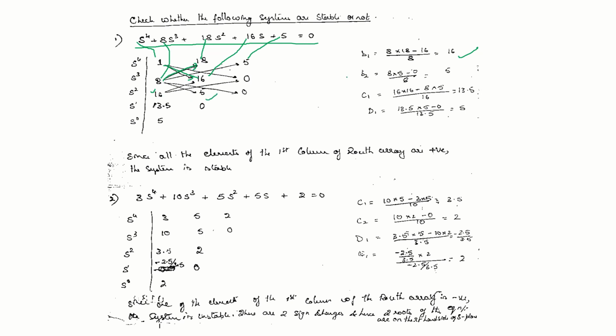Again 16 into 16, 256. Minus 8 into 5, 40. Divided by 16. You'll get 13.5. Next, this is 0, this is 0. Next, 13.5 into 5 minus 0 divided by 13.5. 5 you will get. So, this is positive, all are positive, so system is stable.